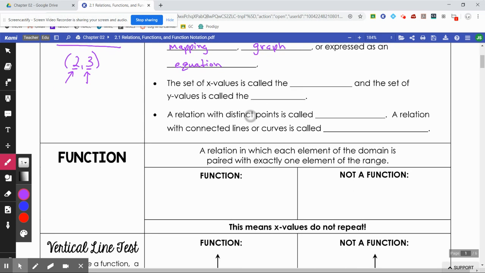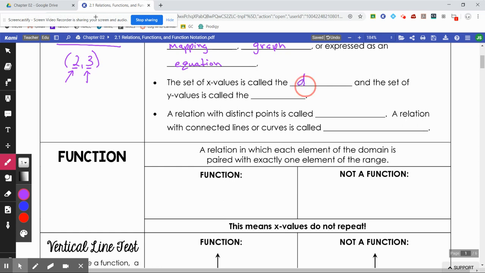The set of x values is called the domain. That's all the x values. And the x values are the inputs in a function. It's the values that are going in. If we put in a 2, we get a 3. The 3 would be the output. The set of all the outputs, or the set of all the y values, is called the range.